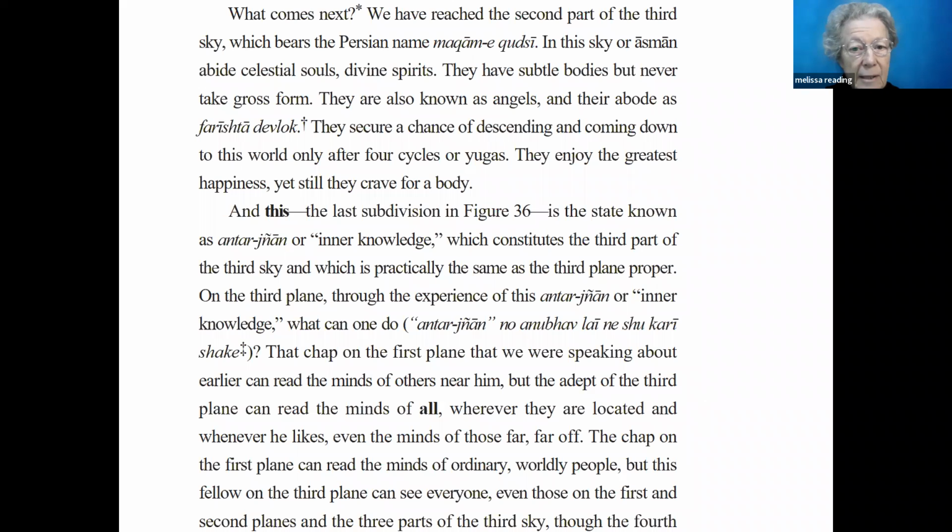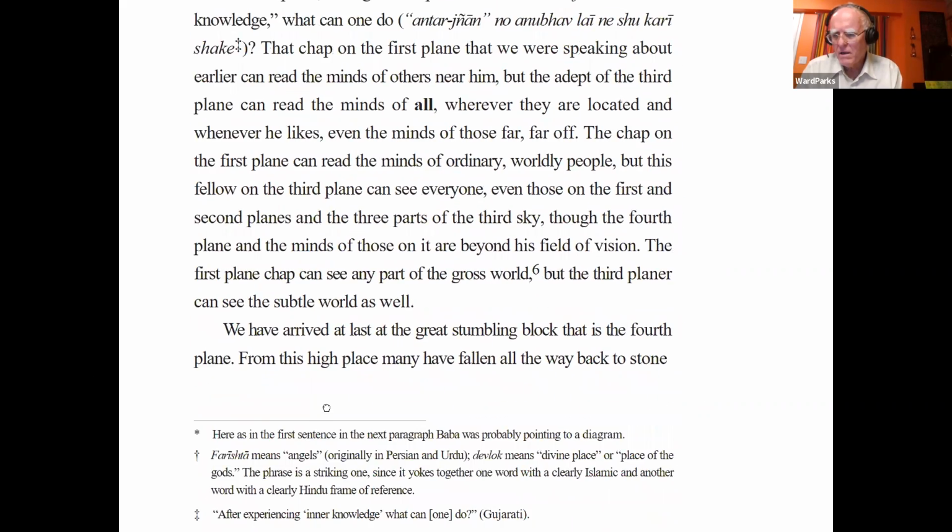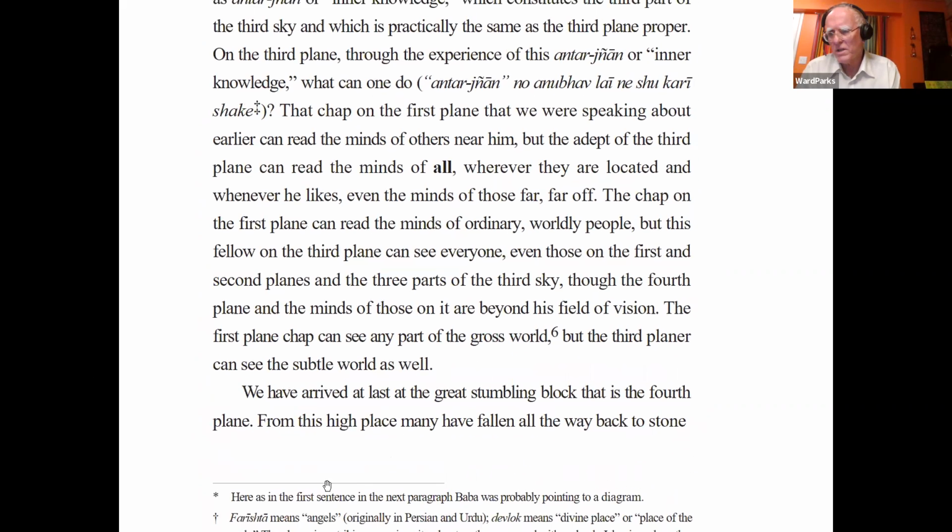They secure a chance of descending and coming down to the world only after 4 cycles or yugas. They enjoy the greatest happiness, yet still they crave for a body. And this, the last subdivision in figure 36, is the state known as Antargyan, or inner knowledge, which constitutes the third part of the third sky, and which is practically the same as the third plane proper. On the third plane, through the experience of this Antargyan, or inner knowledge, what can one do? Antargyan no anubhav lai no shu kari shake. And let's see, after experiencing inner knowledge, what can one do?